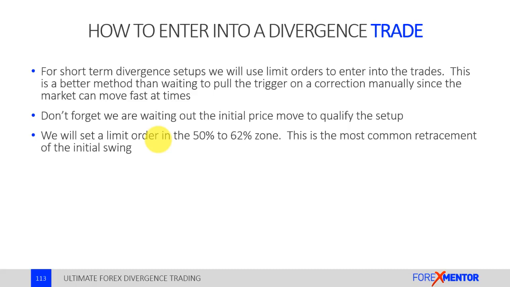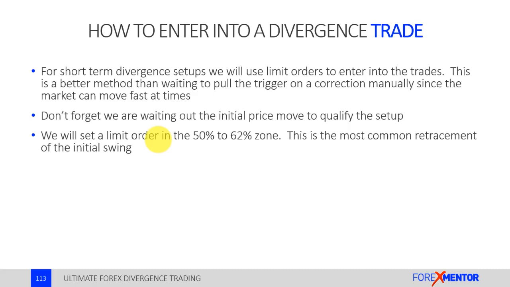Now, some folks like to use the 62%, some folks like to use the 50%, some folks like to use in between. I know some traders that like to even use the 79% to get a better reward to risk ratio. Obviously you'll get a better reward to risk using the 79%, but you're going to get fewer trades because not as many trades are going to retrace that deep. Many times what you'll see me do is put my entry right in between the 50 to 62% zone.